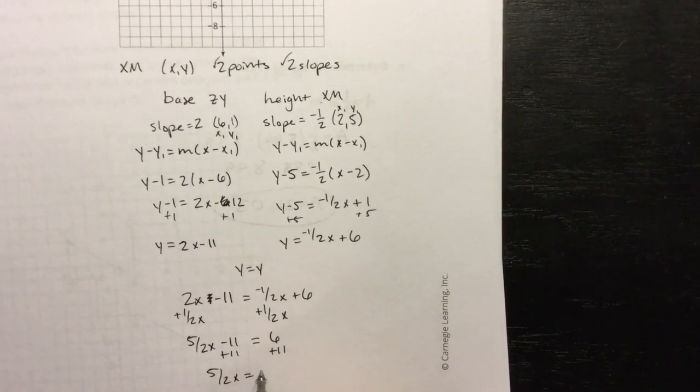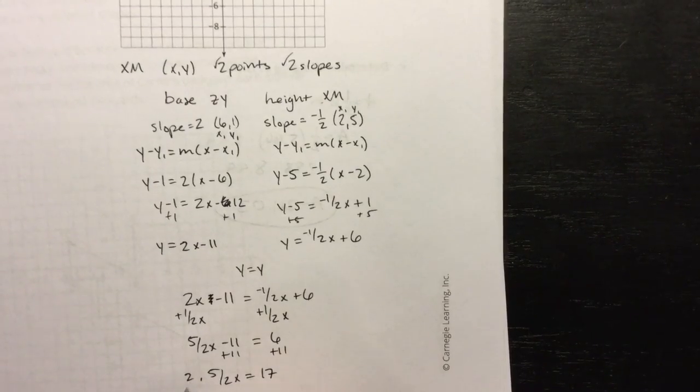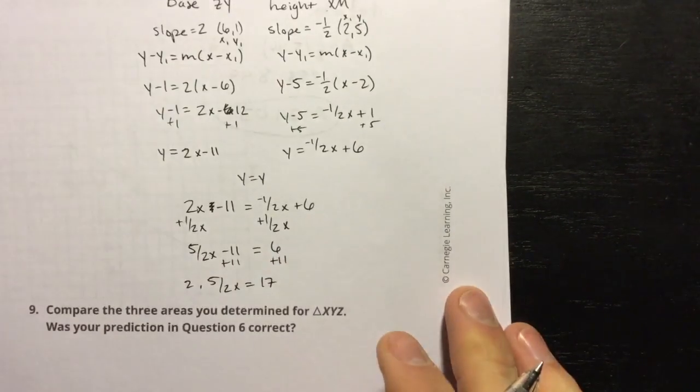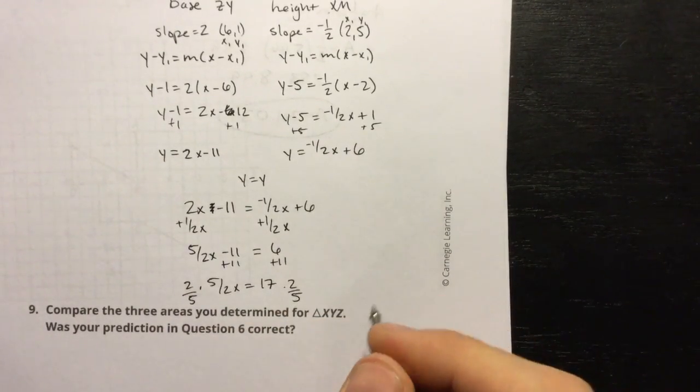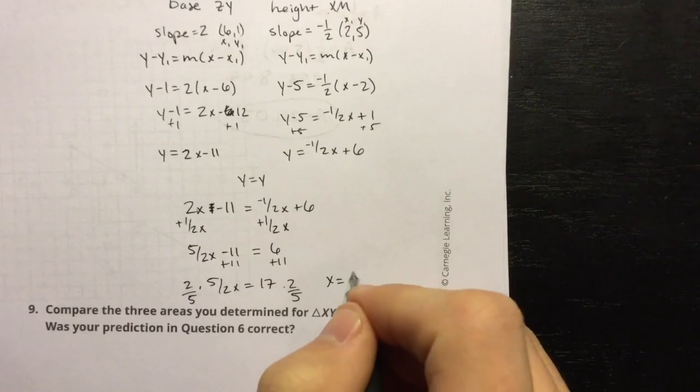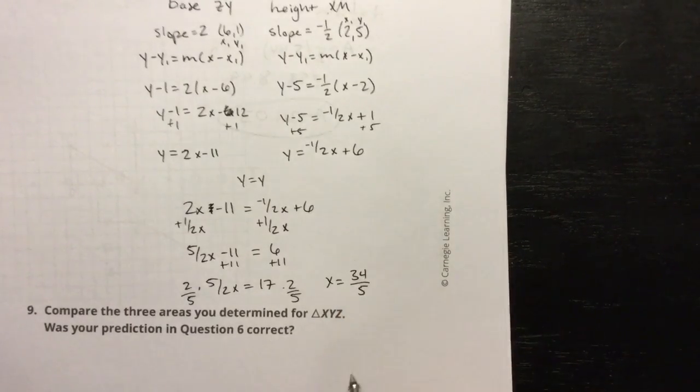5/2 x is equal to 17. Multiply both of those, I'm at the very, very bottom of the screen. Here we go. Multiply both of those by 2/5. Okay, so now I get x is equal to 34/5.